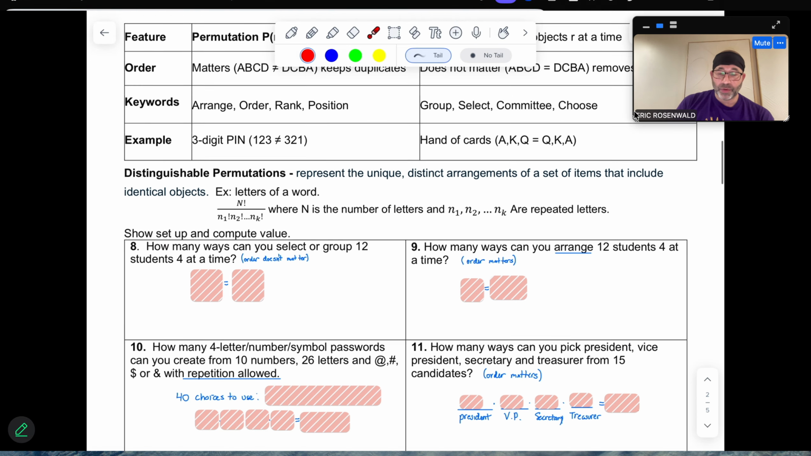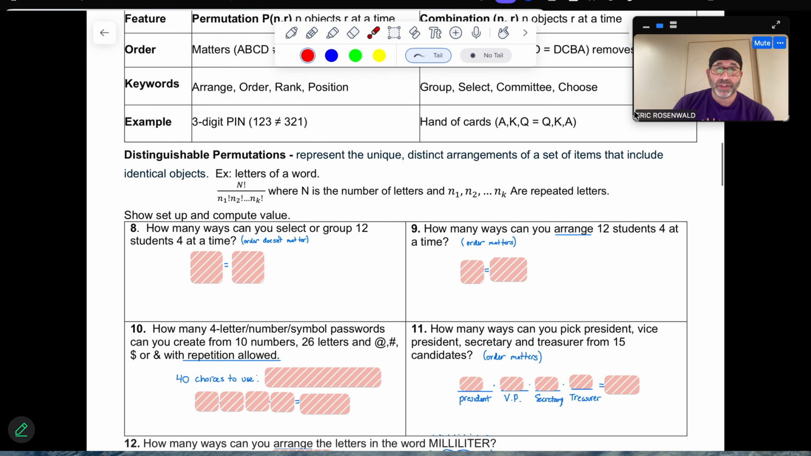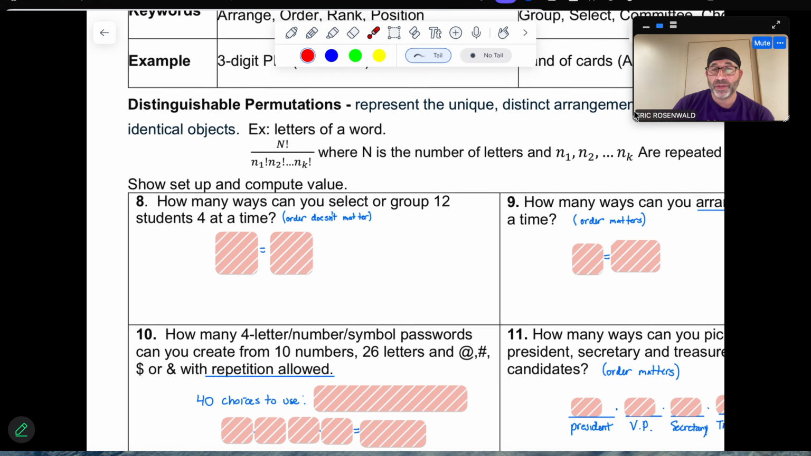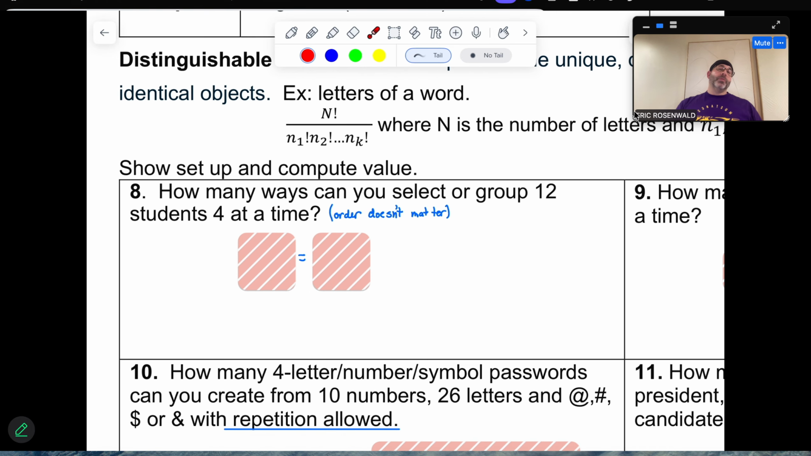All right, let's look at the next questions, and then we're moving on to permutations and combinations. So let's take a look here. It says, how many ways can you select a group of 12 students 4 at a time? It's really important to know when we're dealing with these problems whether the order matters or it doesn't matter. If the order matters, we have to look at this as a permutation. If the order does not matter, it becomes a combination, okay?